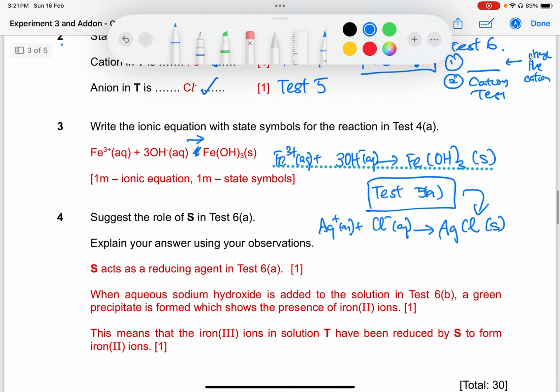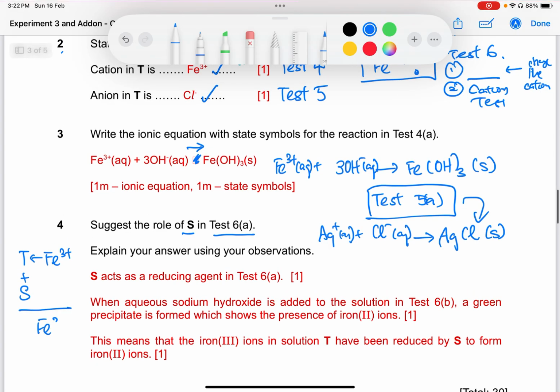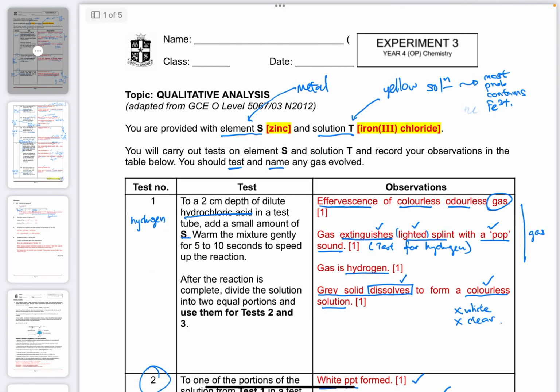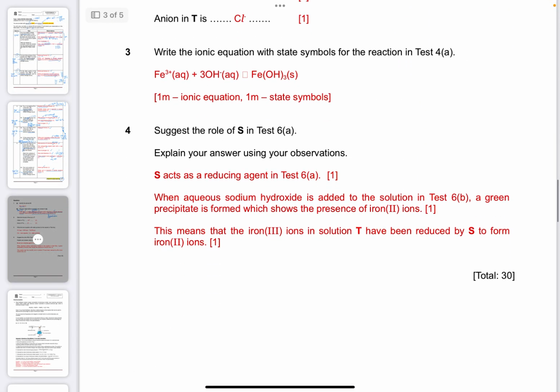Last one. Suggest the role of S in test 6A. So what you know is that T initially contains Fe3+. After you let S react with the T, at the end it became Fe2+. So Fe3+ becoming Fe2+ means that this is actually a reduction. So what did S do to T?